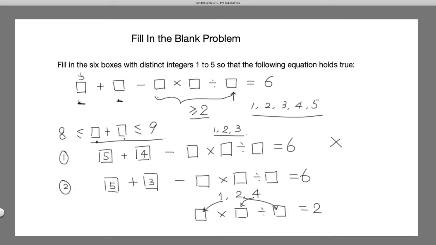Here goes a 5. Here goes a 3. Here goes a 1. Here goes 4. And here goes 2. 5 plus 3 minus 1 times 4 divided by 2 equals 6. So we have the solution to this question. A bit of review of this problem: the key is figuring out that this multiply and divide has to be an integer.